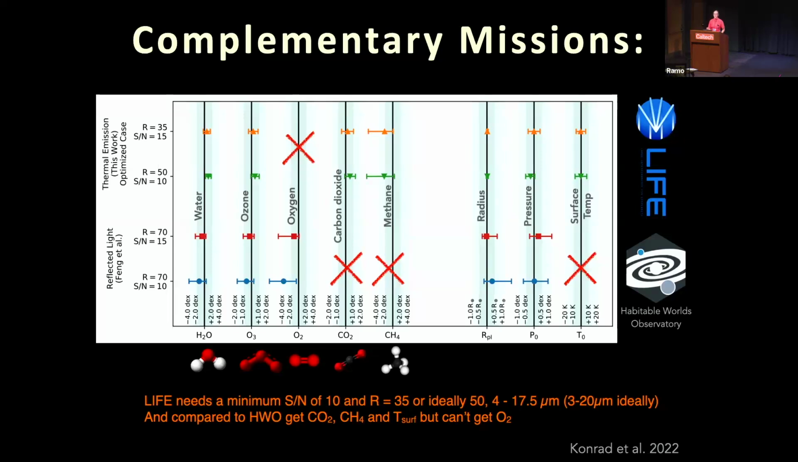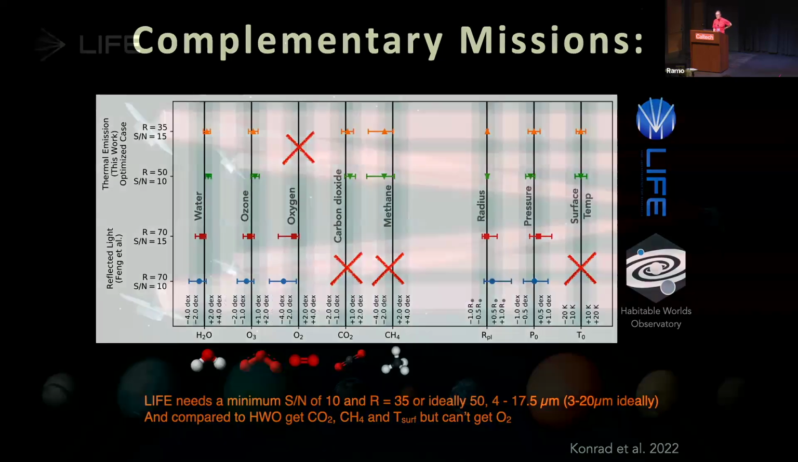I love UV, so I also am super excited about the Habitable Worlds Observatory. But just to highlight, the Habitable Worlds Observatory is going to really have a hard time getting CO2, methane, and the surface temperature, and especially those things are very important molecules, whereas LIFE will be able to get the surface temperature and carbon dioxide, methane, and ozone, but it's not going to be able to get oxygen, the O2 A band. However, ozone is a really good proxy for oxygen, so it's just a very complementary mission.